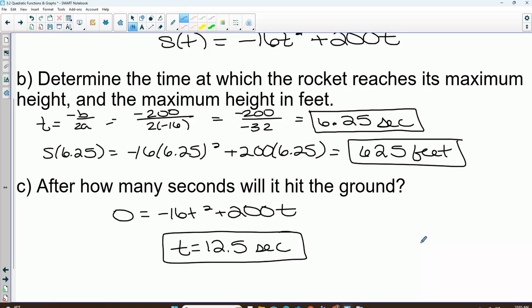It hits the ground after 12.5 seconds. Again, do I expect you to do that? No, this is bonus knowledge to help you out.